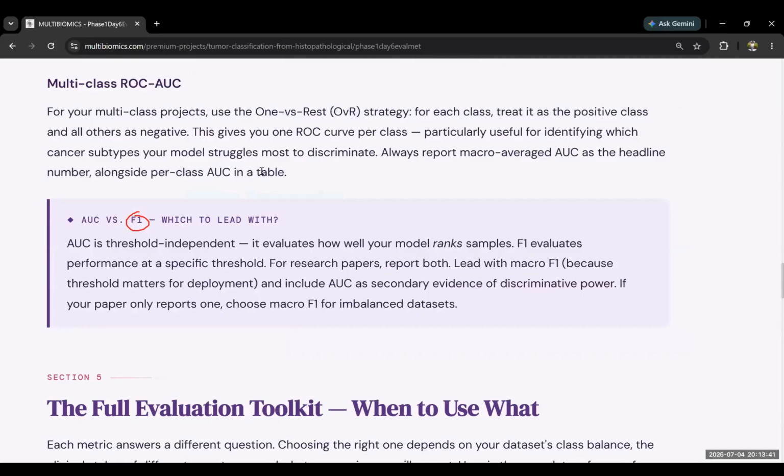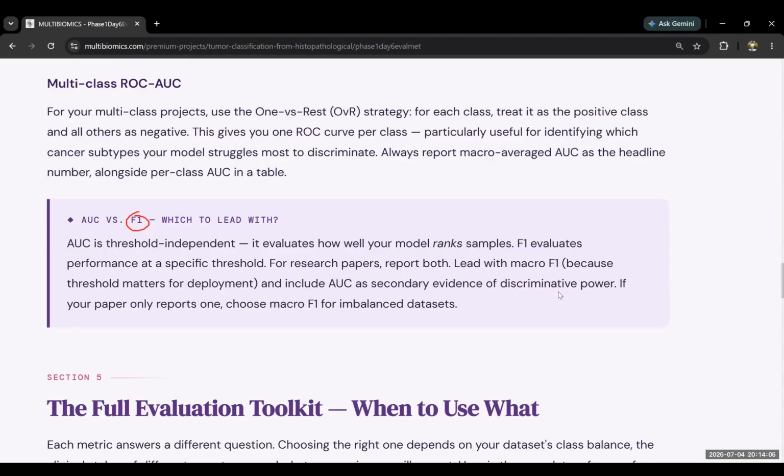Fine. So at that time my F1 is changing, but AUC is threshold independent. It will evaluate how the model ranks the samples. F1 evaluates performance at a specific threshold, but not AUC. So we'll go for macro F1.